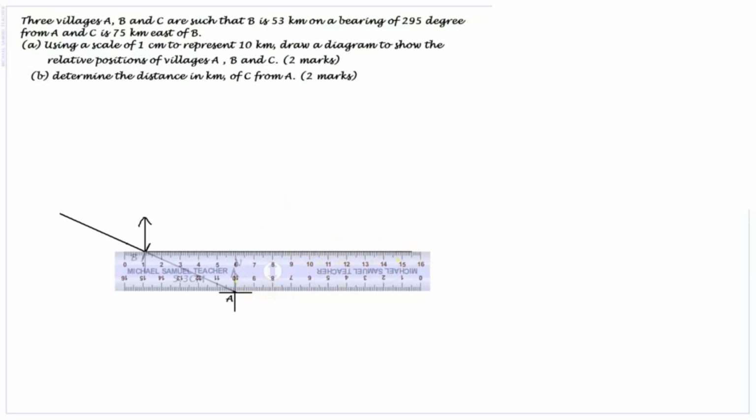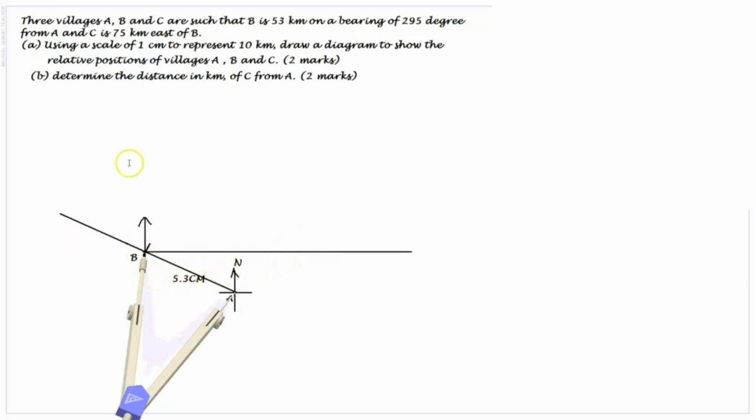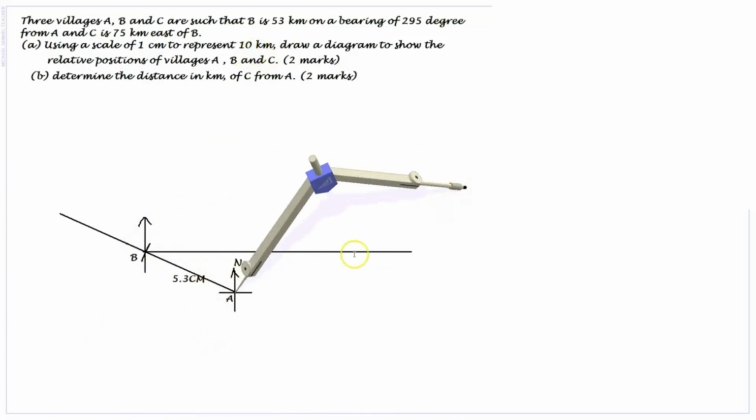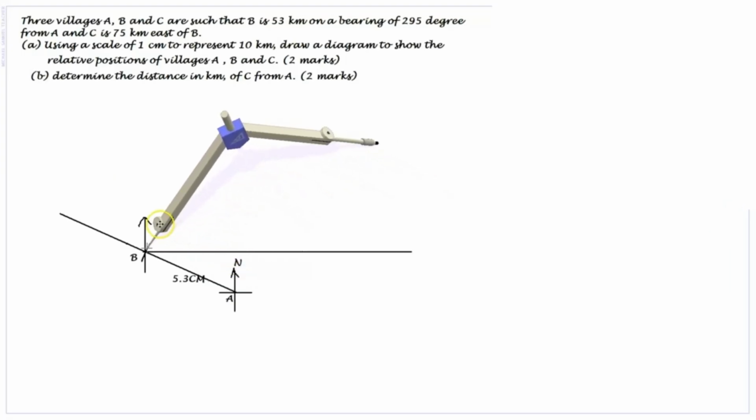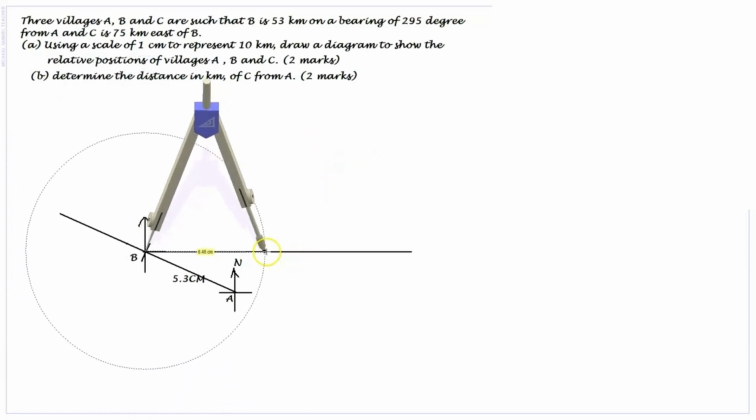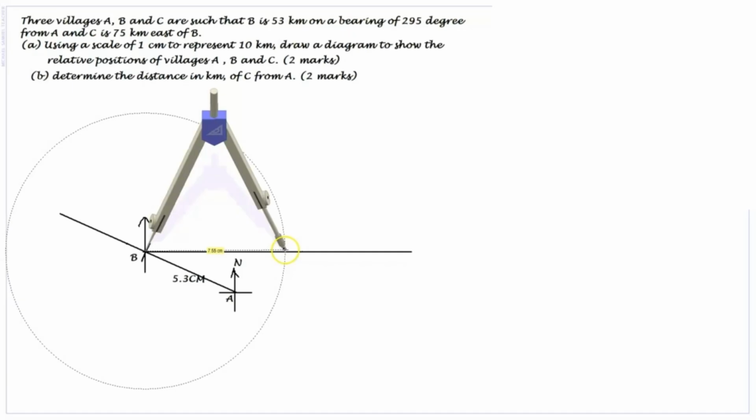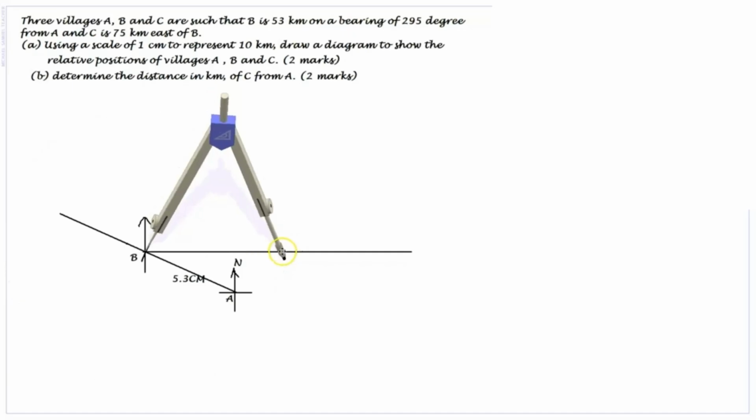Then from B it is 75 kilometers, so I need to locate point C, which will be 75 divided by 10, that will be 7.5. So I'll measure 7.5 cm from point B. So I have located point C, which is 7.5 centimeters from B.